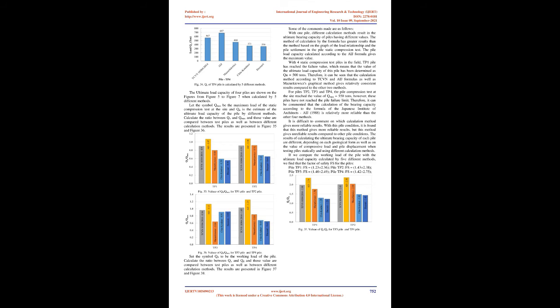For piles TP2, TP3, and TP4, the pile compression test at the site reached the value of Qmax equals 550 tons, however, these piles have not reached the pile failure limit. Therefore, it can be commented that the calculation of the bearing capacity according to the formula of the Architectural Institute of Japan, AIJ, 1988, is relatively more reliable than the other 4 methods.